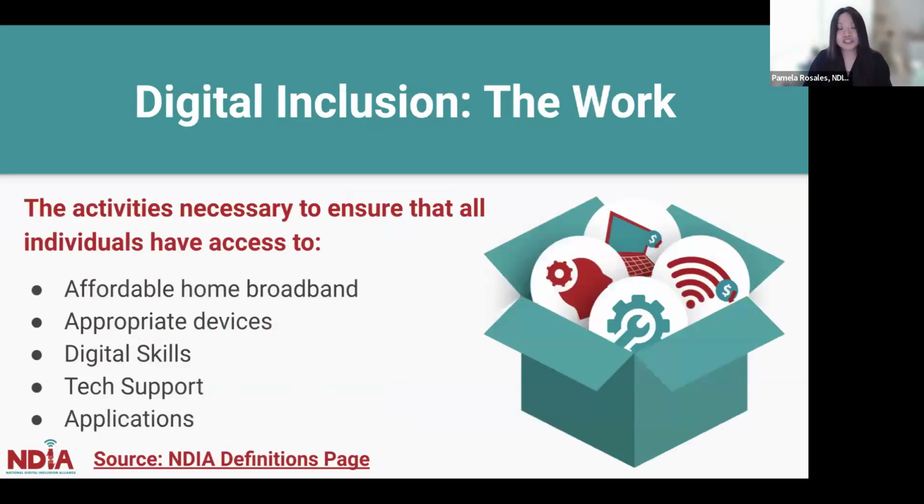And lastly, it's digital inclusion. So this is what we like to call the work, right? It's essentially the activities that are necessary to achieve digital equity, and it's the work that you're all doing. So it's digital inclusion programs that are providing access to reliable and affordable high-speed internet. It's programs that are providing affordable and appropriate devices that are matching the needs of our community members. And it's also providing those digital skills training and continued support. So we're going to go into detail about what that looks like.